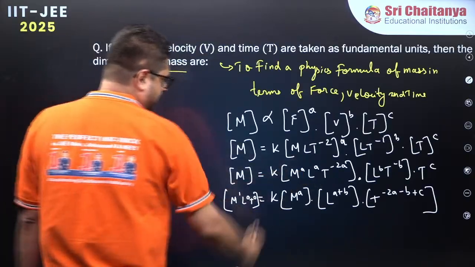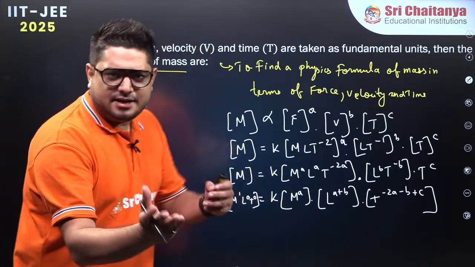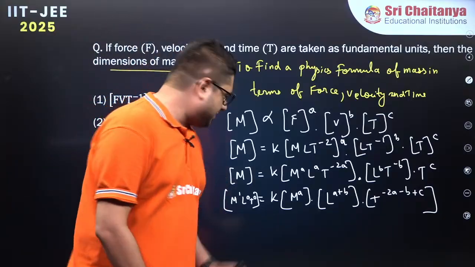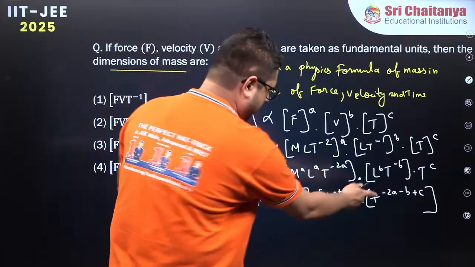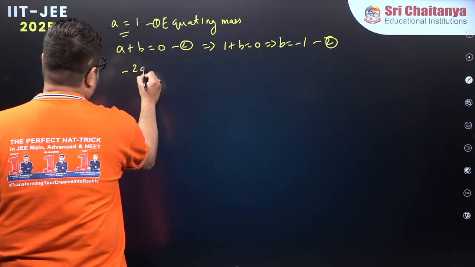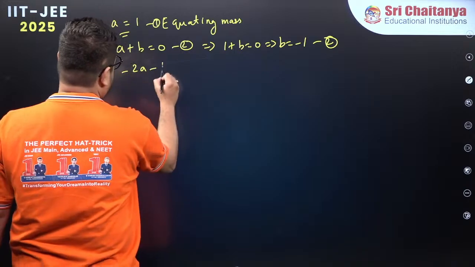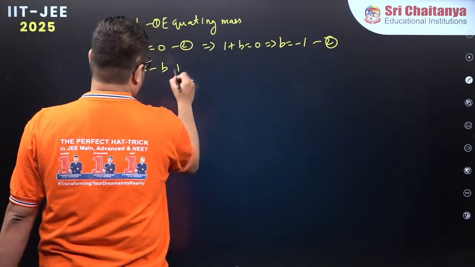Now the third equation, once again we do not have any dimension associated with time on the LHS, isn't it? It's T to the power 0 on the LHS itself. So you can equate this as minus 2A minus B plus C.